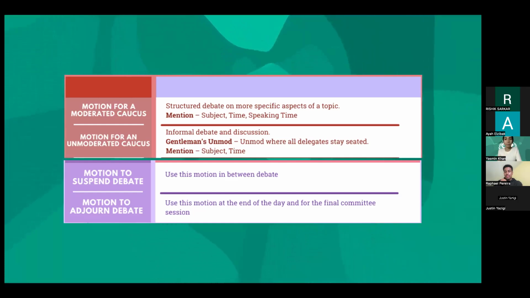Okay, that makes sense. So suspending would be like, we're talking about X topic. Okay, we're sick of this topic. Suspend it, and then we can start a new one. Yes, exactly. And you can start a new one.